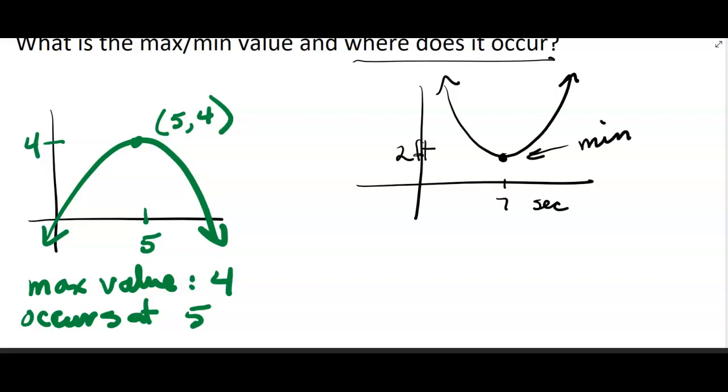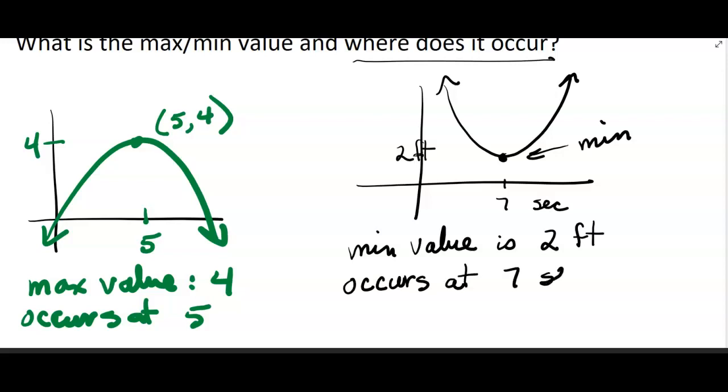min, and they're going to say, hey, what's the minimum value? The min value is 2 feet. That would be the minimum value. Where does it occur? It occurs at 7 seconds. Okay? So that's what they're talking about. The minimum value or the maximum value is the output, and it occurs at whatever the x value is that corresponds. Okay, but when we're looking for maxes and mins, we're looking for the vertex.